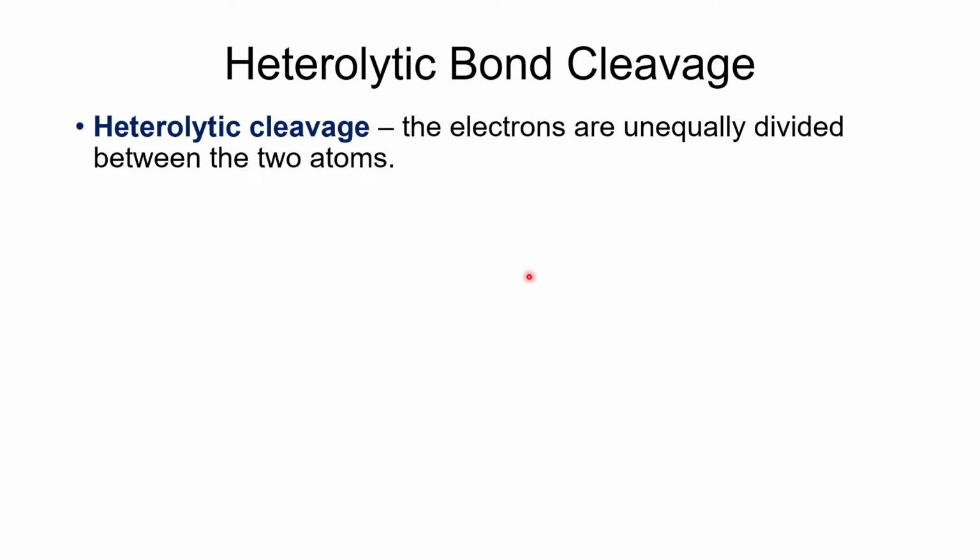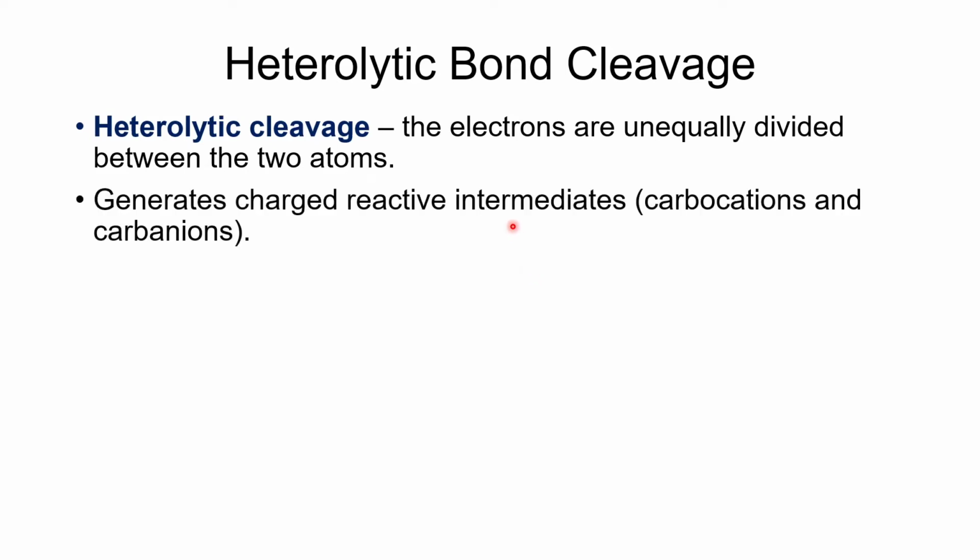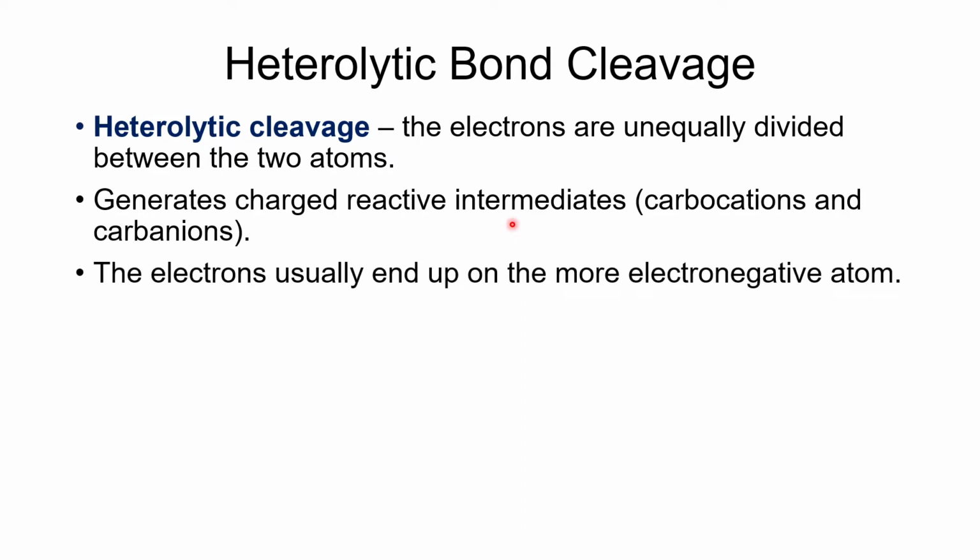All right. In heterolytic cleavage, as we just described, the electrons are divided unequally. This is heterolytic. I read the word wrong. So heterolytic cleavage, the electrons are unequally divided. So in this case, both electrons will go to one atom, and the other atom won't get the electrons. When we do this, we're going to generate reactive intermediates. If they're carbons, we'll get carbocations, the positively charged carbons. And if they're anions, they will be carbanions. Usually the electrons will end up on the more electronegative atom.